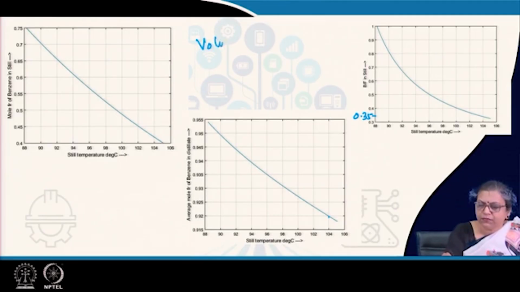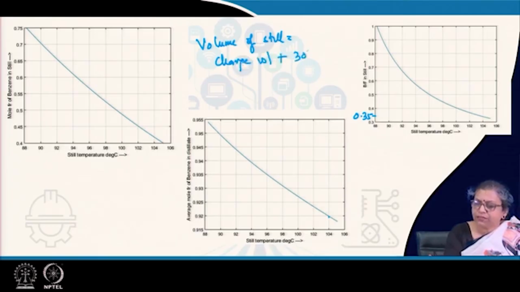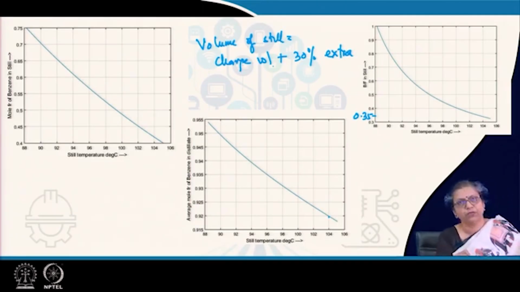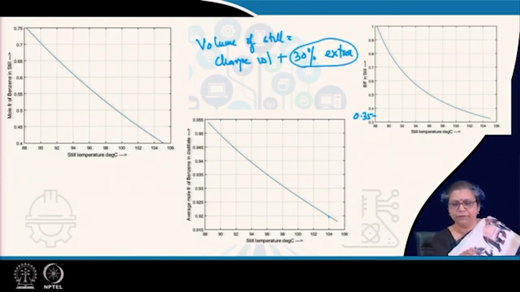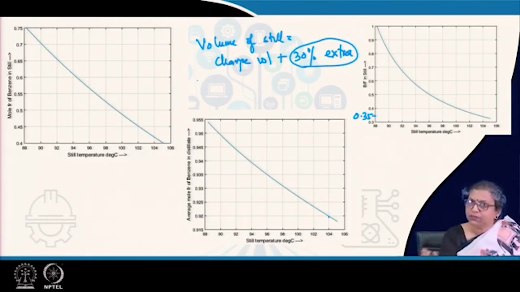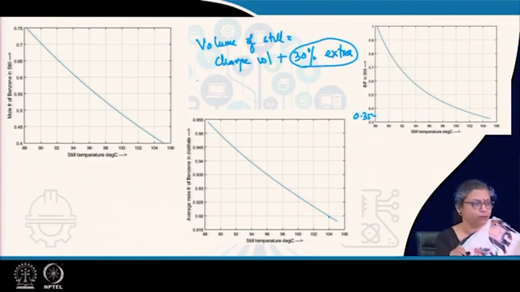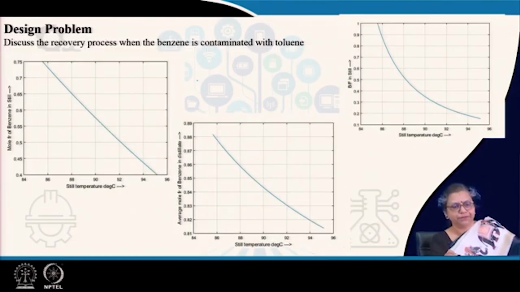Normally, what do we assume? We assume that the volume of the still will be equal to the charge volume plus about 30% extra to provide for the vapor space, and very frequently we also have a demister pad. So these things have to be accounted for. If we have a foaming liquid, then this space has to be given extra, and at the end, whatever volume of bottoms you have should be sufficient such that the heating elements can be submerged there.